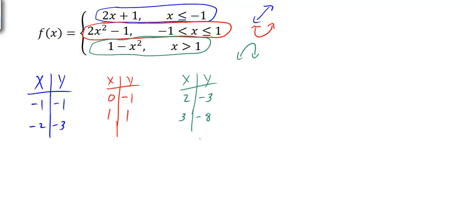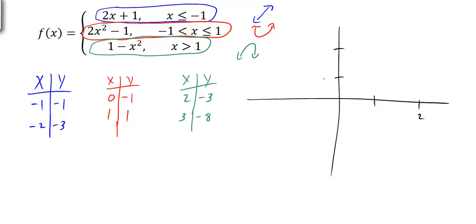Now, you probably want to pick a few more values here for the parabola, but I know what the graph's going to look like, so I'm only going to pick those 2. So now if we try to look at a rough sketch of this graph, let's see what we come up with.